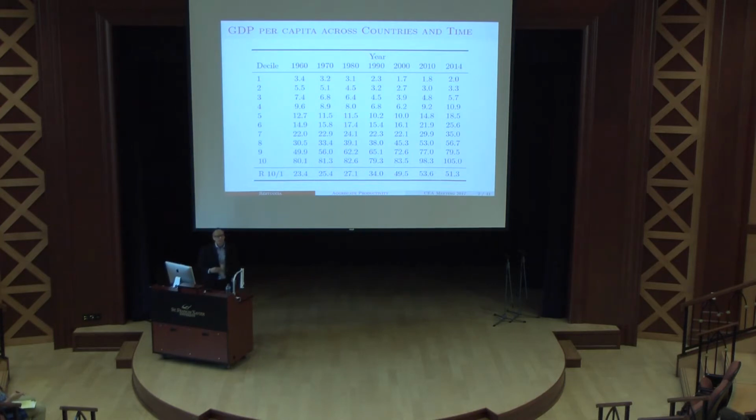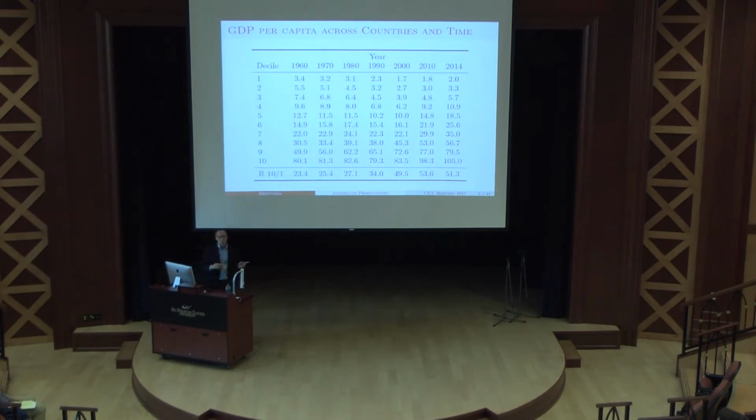In every period, countries are ranked by their position in the income distribution in each period. Okay, and what I have is the average of deciles for each year. So decile 1 will be the poorest countries. In 1960, they will be about 3% of the GDP per capita of the United States, while the richest countries on average will be about 80% of the GDP per capita of the United States in 1960.